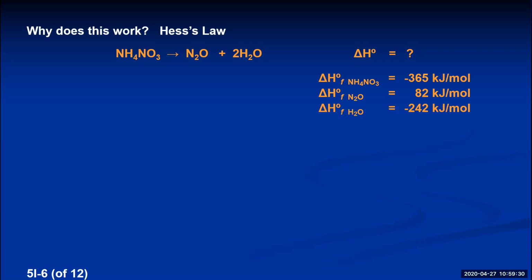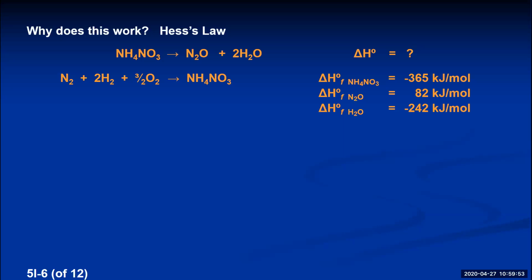And we would need to look up the standard heat of formation of water, which is negative 242 kilojoules per mole. Now, what do those values mean? That's the amount of heat given off when you form 1 mole of each of those substances. So for the ammonium nitrate, it's the energy change when you form 1 mole of ammonium nitrate from the elements that make it up, which are nitrogen, hydrogen, and oxygen.